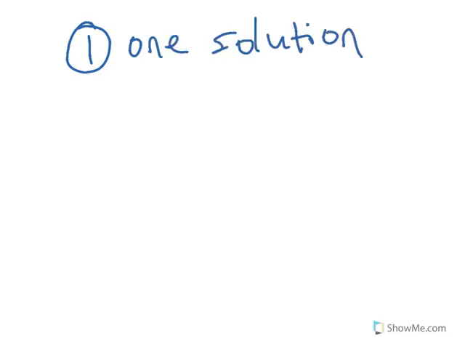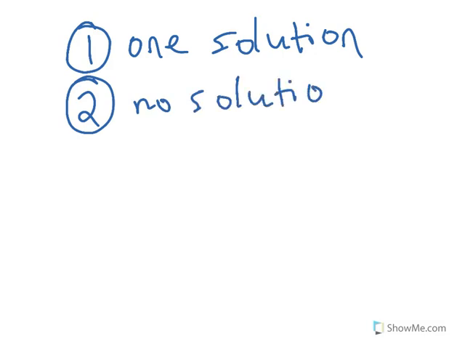The second possible answer is that there is no solution. This happens when the two lines are parallel. They're on the same plane, but they're going in the same direction. That means they're never going to intersect. Two lines that have the same slope are parallel. There'll be no solution when that happens.